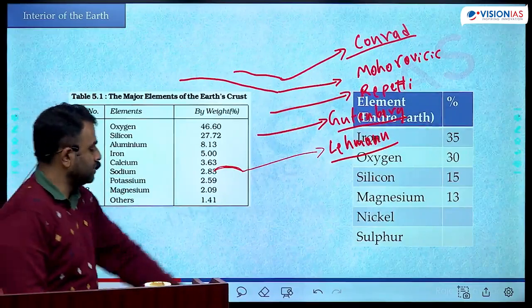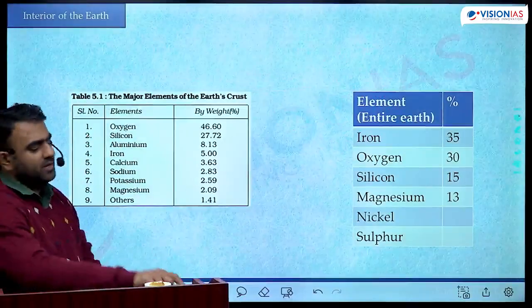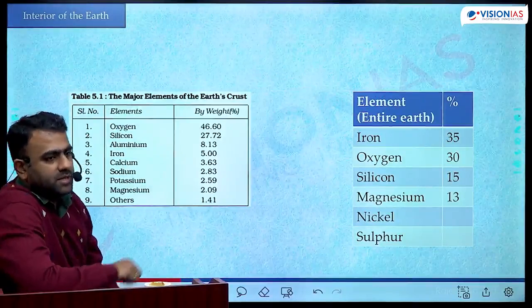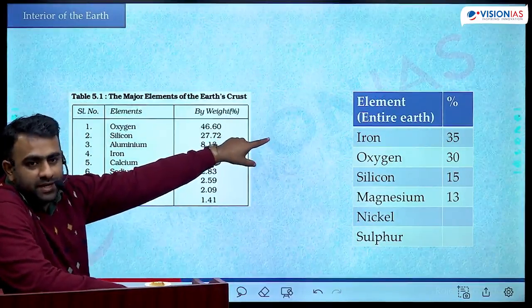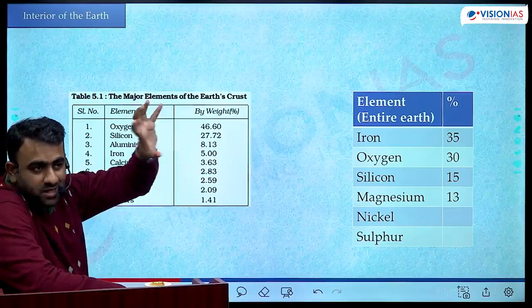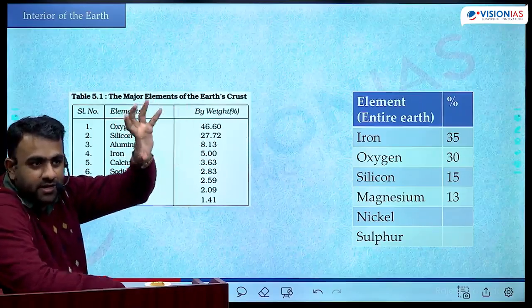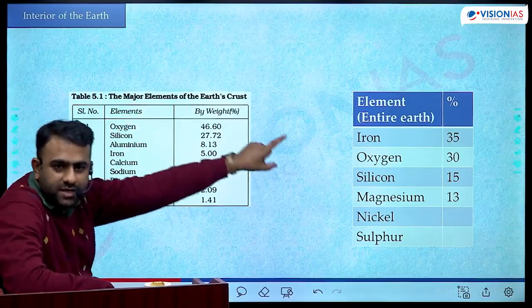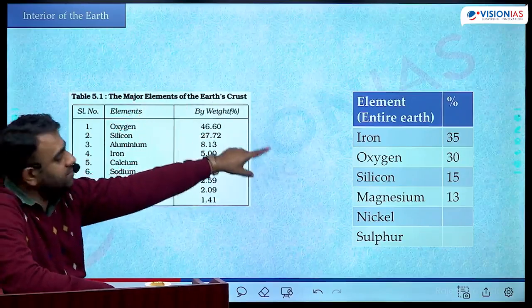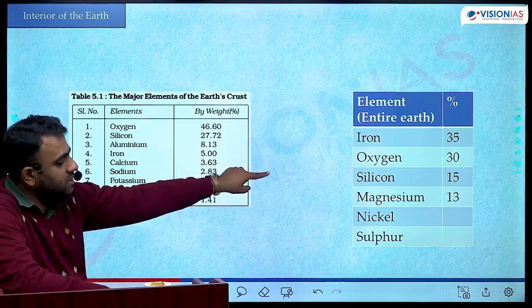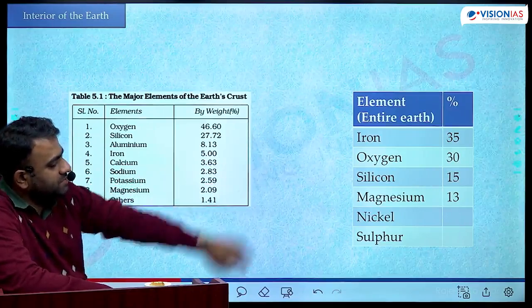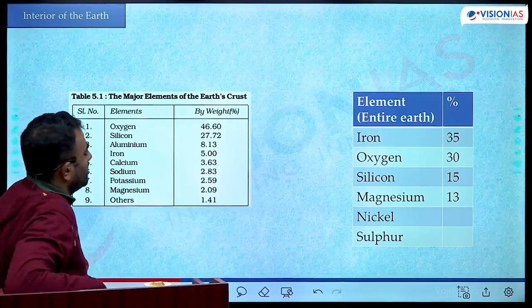Here is the composition. This is also important, it will be useful sometime, remember it, it is for prelims. Earth's overall composition: 35% is iron. Imagine 35% iron. Earth is like an iron ball. That is why Earth is the densest planet in the solar system. Oxygen is 30%, the second highest. Silicon is 15%. Magnesium is 13%. Okay, remember the first 1, 2, 3, 4, 5.